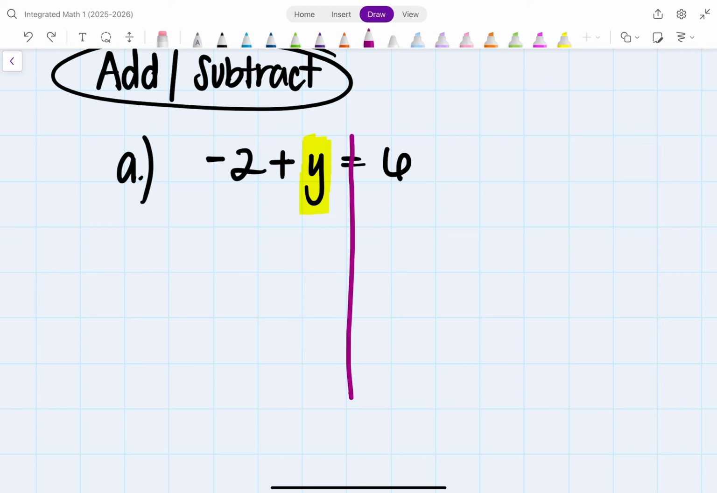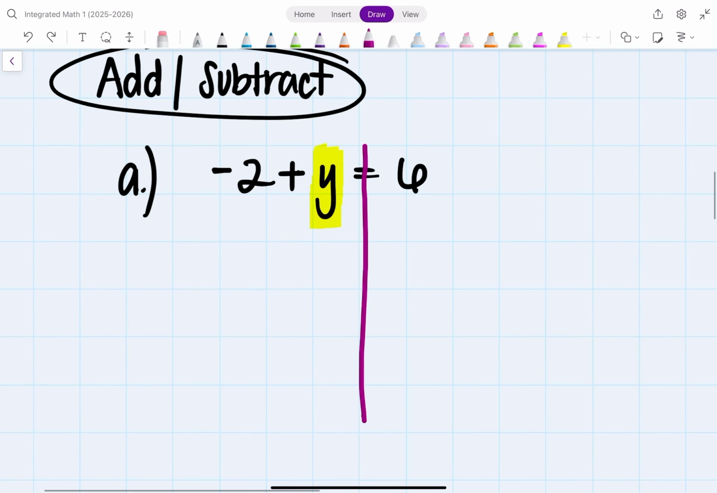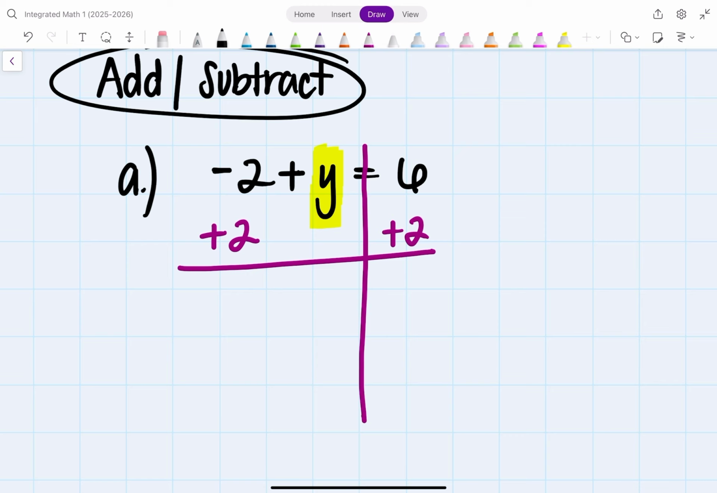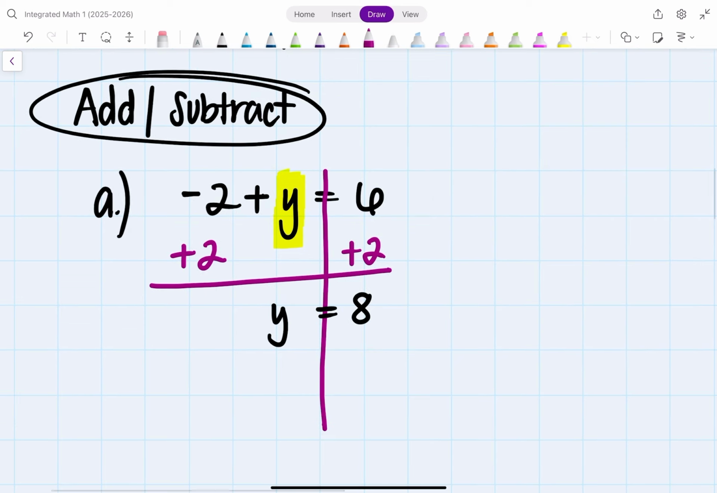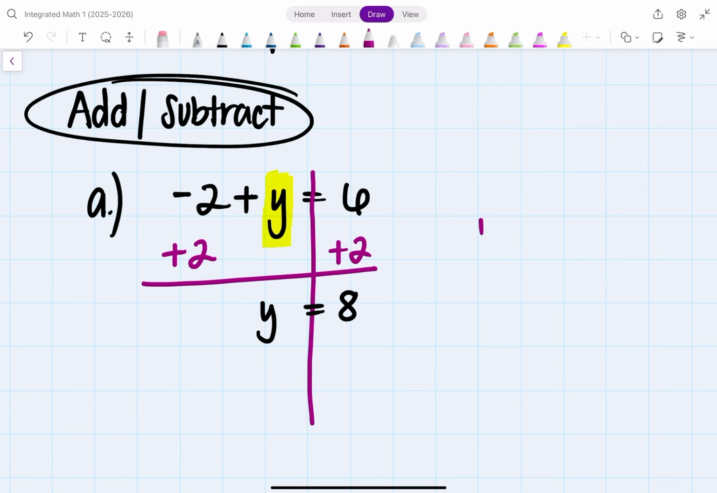The only way for us to get rid of the -2, I could think about it as, what's the inverse of a -2? The inverse or opposite of a -2 is a +2. So I'm going to add 2 to both sides. I know that -2 plus 2 is going to give me a 0. And I should be left with y is equal to 6 plus 2, which gives me 8. So if it comes to steps, step number 1 is that I add 2 to both sides.